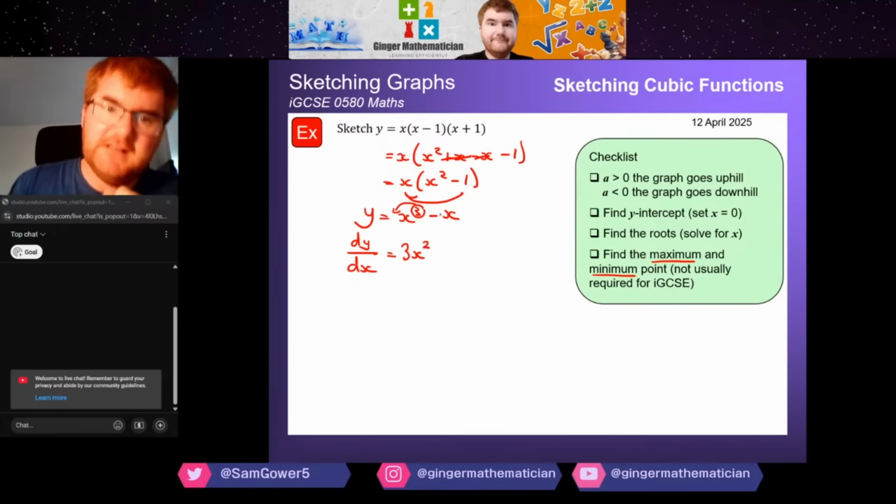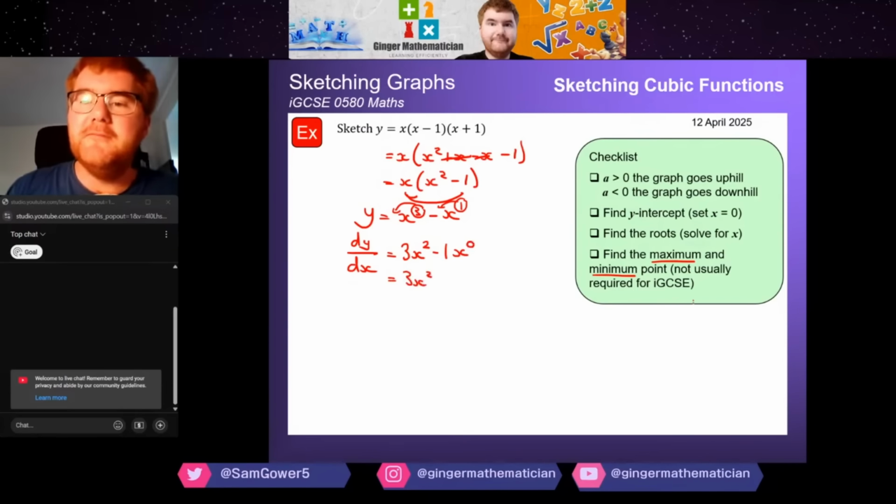For this one, we do the same process. We take the 1, bring it to the front, so we have minus 1 x, and we reduce the index by 1, so that gives us x to the power of 0. Now, you should all know, this is a really important fact: anything to the power of 0 is equal to 1. x to the power of 0 is equal to 1, 7 to the power of 0 is equal to 1.